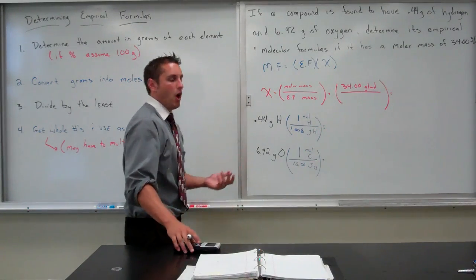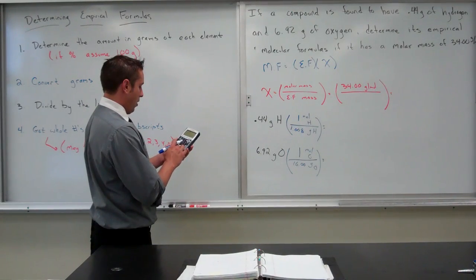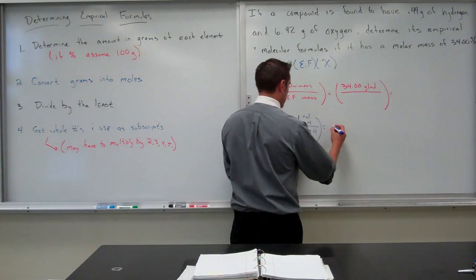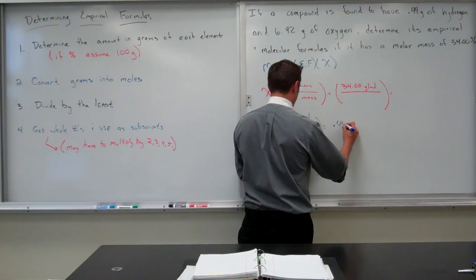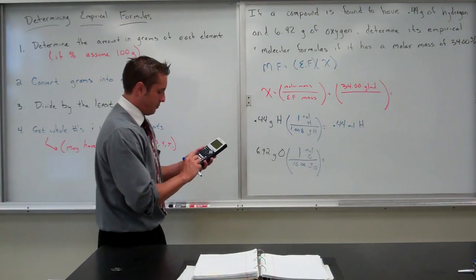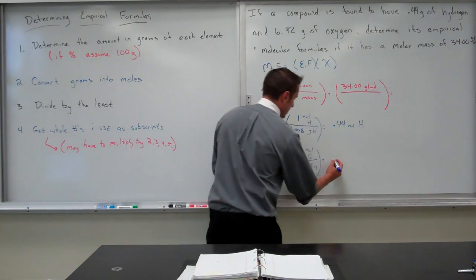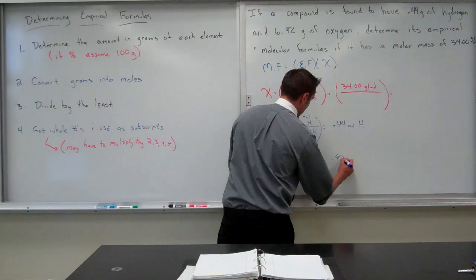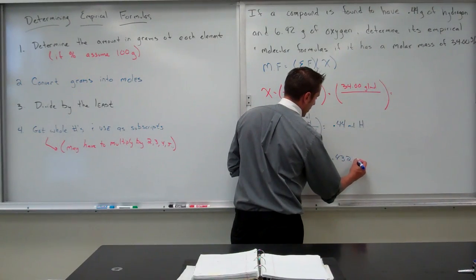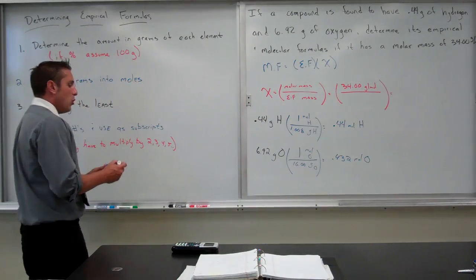So we do some math on these to get ourselves the moles of each substance. 0.44 divided by 1.008. I only get 2 sig figs here, so this number is 0.44 moles of hydrogen. On the bottom, 6.92 divided by 16.00. I get 3 sig figs. It looks like we get 0.43, right? 2.5 with nothing after it means we'll keep that at 2. So you have moles of each substance.